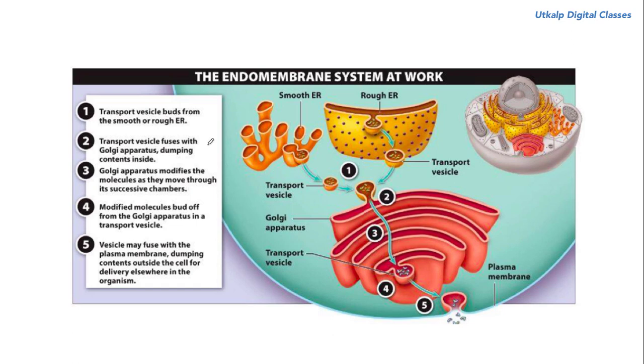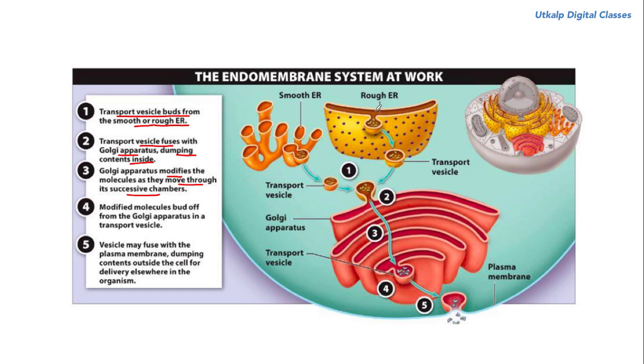How does the endomembrane system work? As I just discussed, a transport vesicle buds from the smooth or rough endoplasmic reticulum. The vesicle fuses with the Golgi apparatus. It dumps its contents inside the Golgi apparatus. The Golgi then modifies the molecule and moves it through its successive chambers.